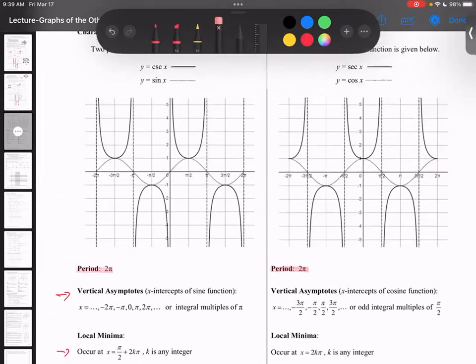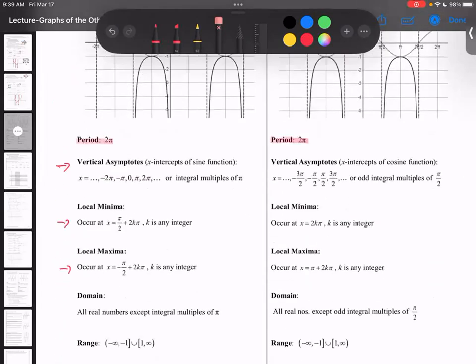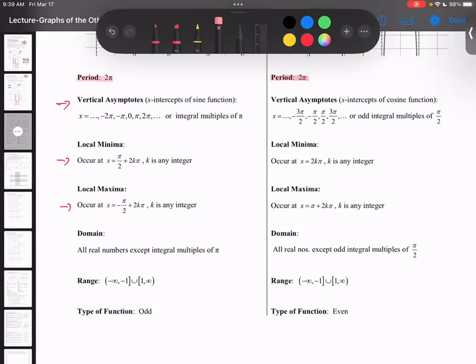What about the range? Where does it start? Where does it end? Let's do the one below the x-axis. It starts from where? It starts from negative infinity to negative 1, right? And then union from 1 to infinity. It is an odd function because it corresponds to sine.